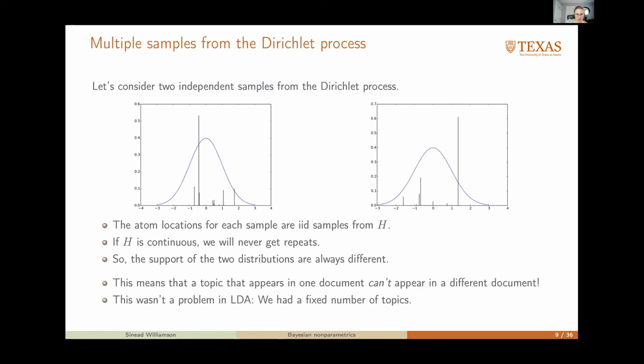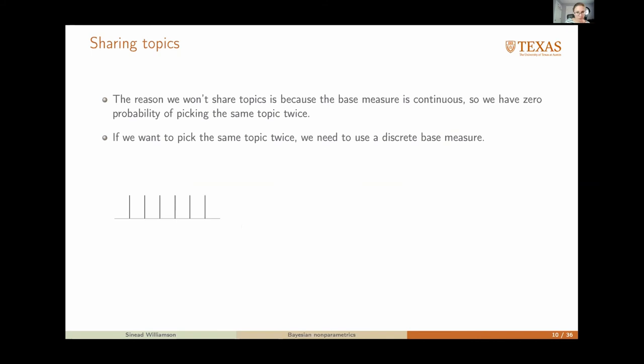Now, this wasn't a problem in LDA because we specifically had K topics and we were assigning probabilities to those specific K. It's only a problem here because we're sampling those topics from some distribution. So how can we get around this? Well, the problem was that our base measure was continuous. That's why we didn't get repeats. But if we have a discrete base measure, which is totally fine, we can have a discrete probability distribution, then we're going to start getting repeats.